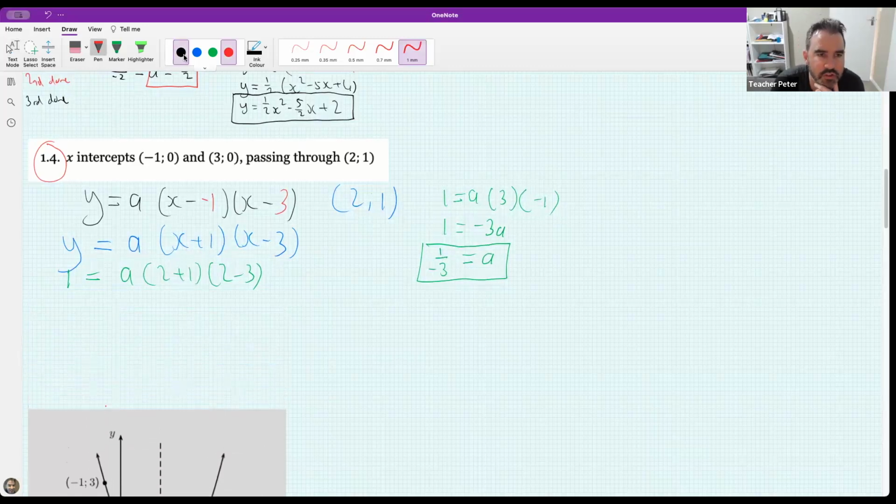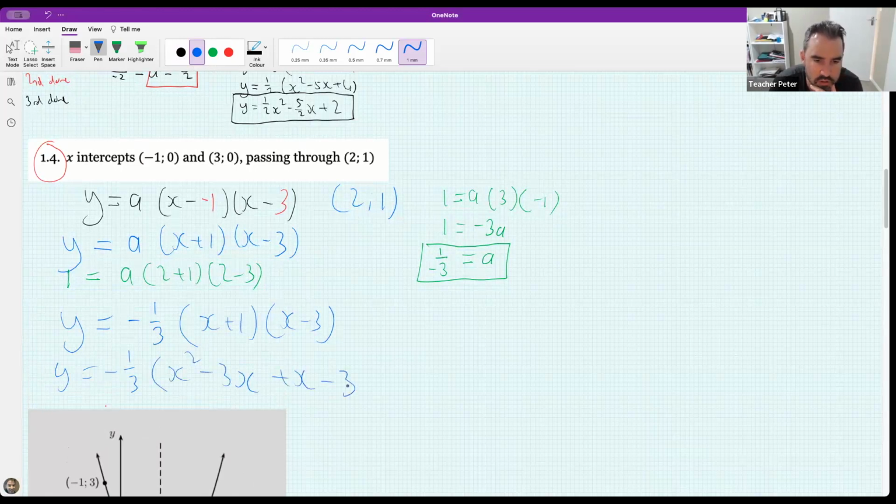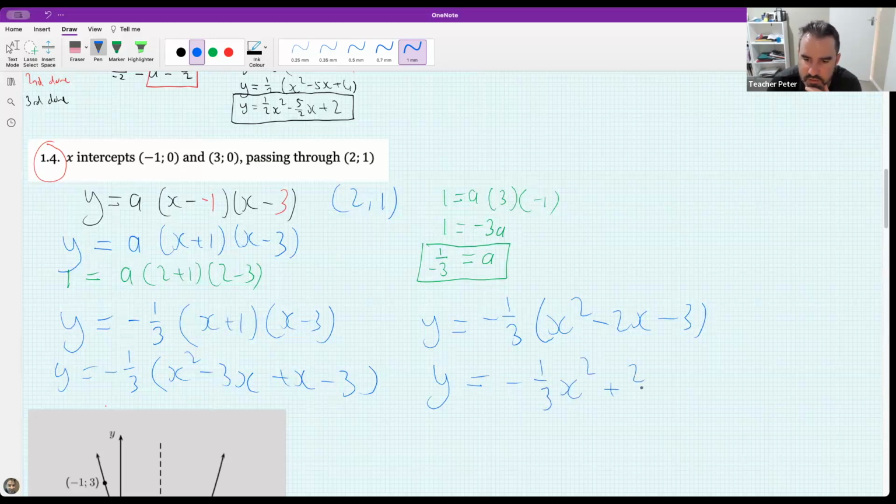Okay, so let's find the equation of this graph in standard form. I know this is -1/3. I know this is x plus 1, and this is x minus 3. So all I'm going to do is the multiplying out first, which then gives me y equals -1/3 x squared minus 2x minus 3. And then this final one, it's going to be a plus 2/3x, and then a plus 1.